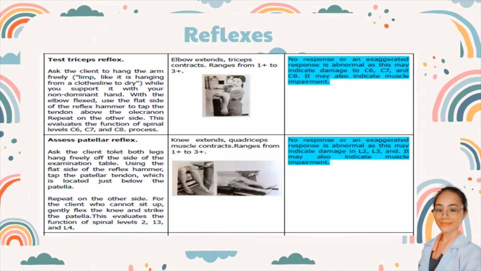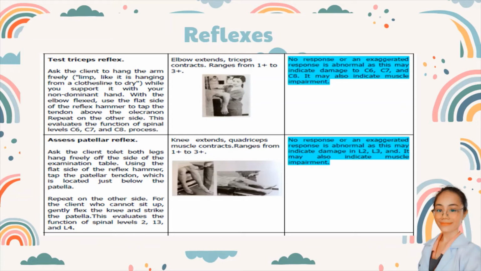Next, we have to test the triceps reflex of our client. So ask the client to hang the arm freely while you support it with your non-dominant hand with the elbow flexed. Use the flat side of the reflex hammer to tap the tendon above the olecranon and repeat on the other side. This evaluates the function of the spinal levels C6, C7, and C8.